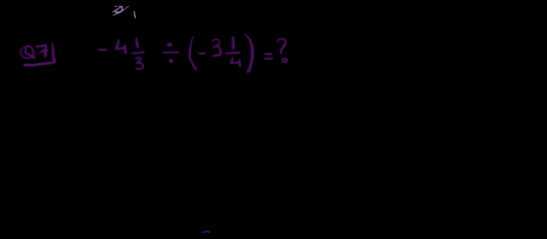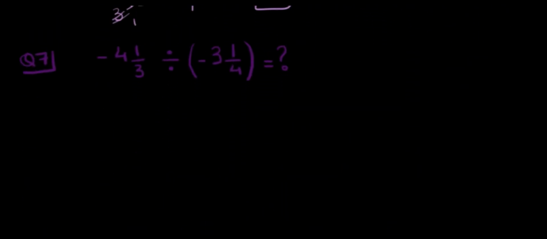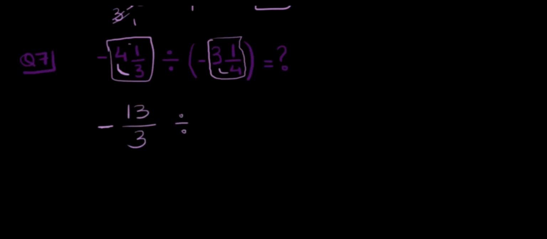Question number 7. We've got mixed numbers. We need to change them into regular fractions because we don't know how to divide mixed numbers as they are. Remember, the negative has nothing to do with it unless you change them into a fraction. Let's go. 3 times 4, 12. 12 plus 1, 13. 13 over 3 with a negative, divided by 4 times 3, 12. 12 plus 1, 13 again, over 4. Again, we've got a negative outside.